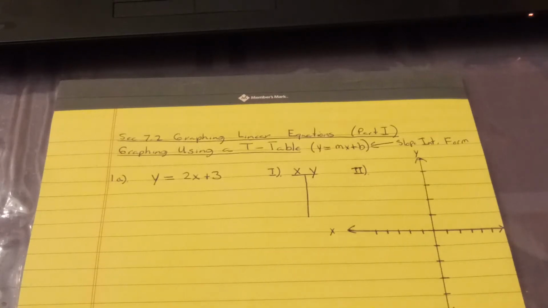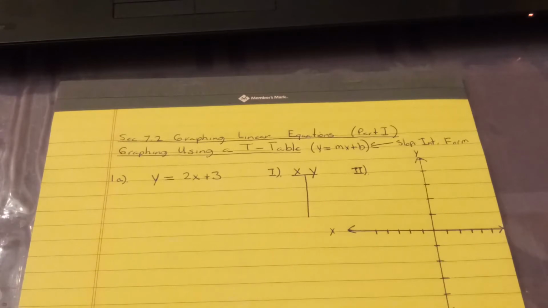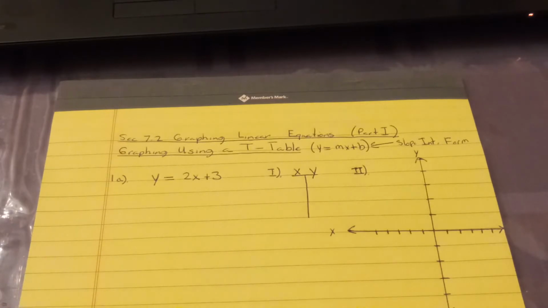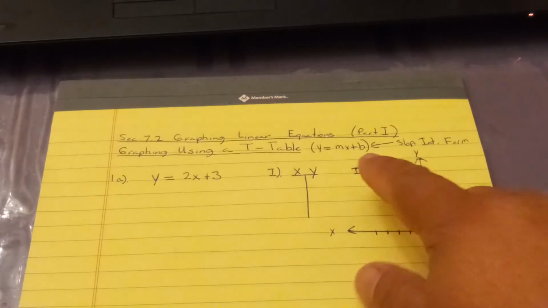Good evening, class. Today we're going to go ahead and discuss section 7.2, Graphing Linear Equations, part 1. Actual graphing is not that difficult unto itself. You just really have to concentrate on which of the two techniques you're going to choose. Now, the first technique that I'm going to discuss here is what is known as the t-table method.